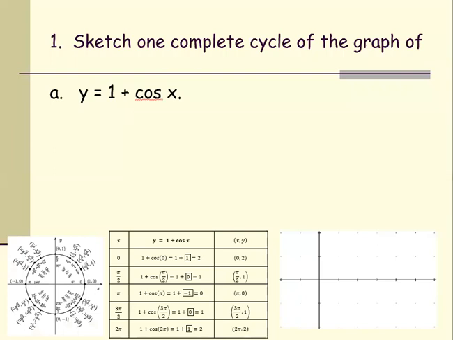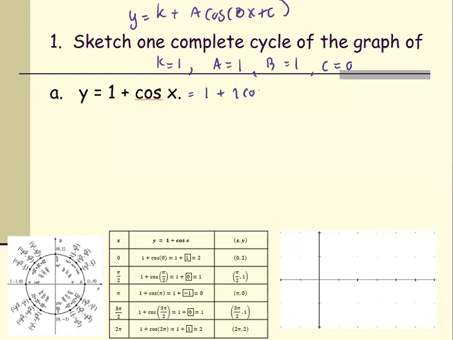Let's see the first example. We're going to sketch one complete cycle of the graph of y equals 1 plus cosine x. We rewrite it in the pattern y equals k plus a times cosine of (bx plus c). This way, we identify k equals 1, a equals 1, b equals 1, but c is 0, because we can rewrite this as 1 plus 1 times cosine of 1x plus 0.